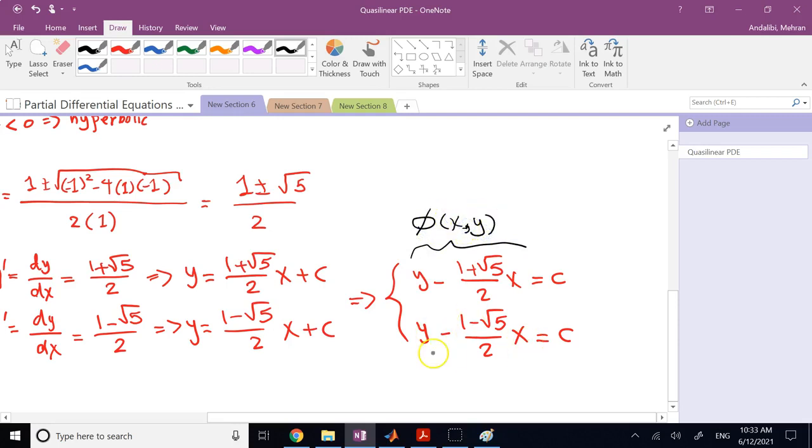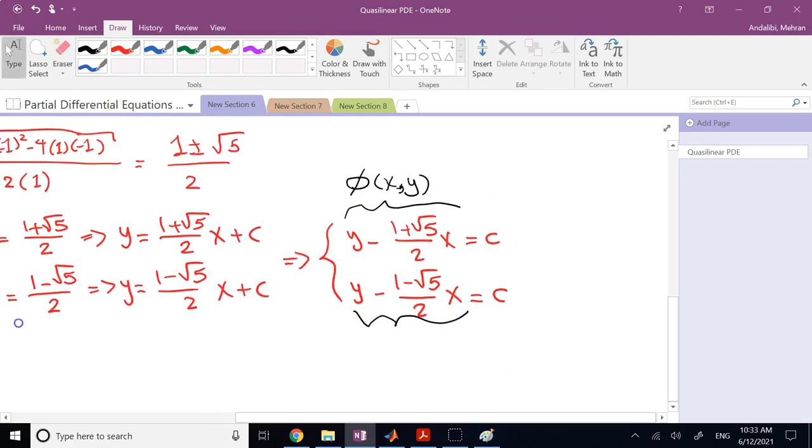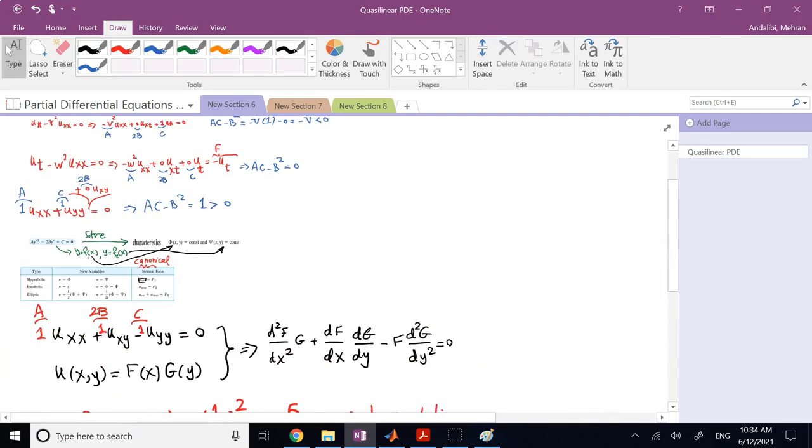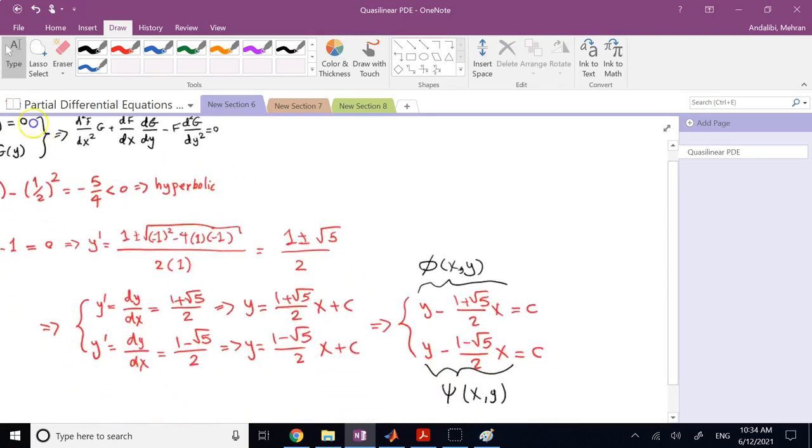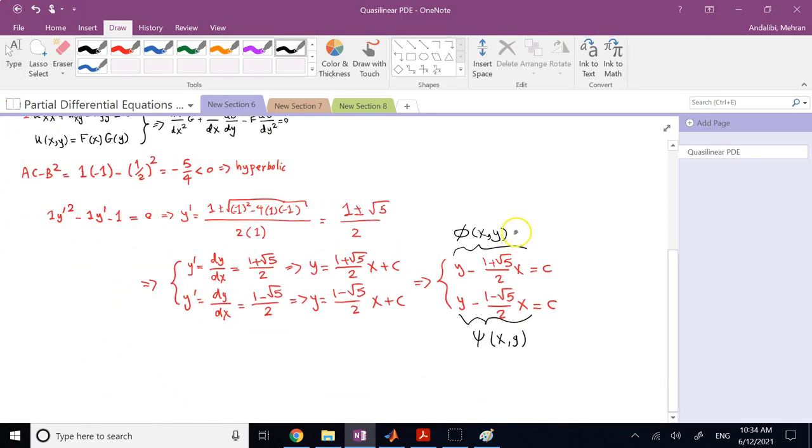And this is another function of x and y equal constant. So this is your psi function. So these are the two functions you need, these are the characteristic functions. And per this table, you can use one of them for hyperbolic to be phi, the v variable, and the other one to be the w variable. So now I say this is equal to v, and this is equal to w.